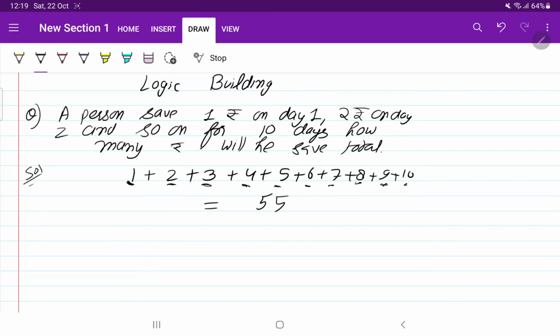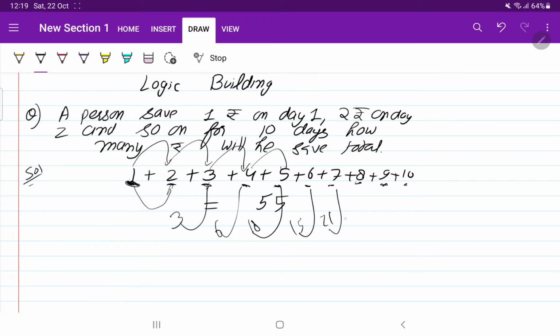But it will take some time to build this logic. Why? Because you have to go to each number and then add that. So on the first day it was 1 rupee, on the second day 2 rupees, then what you have done, 2 plus 1, 3 rupees, then 3 plus 3, 6 rupees, then 10 rupees, then 15 rupees, then 21 rupees, then 28 rupees, then 36 rupees, then 45 rupees, then on the last day you got the count as 55 rupees. Like this you have done.